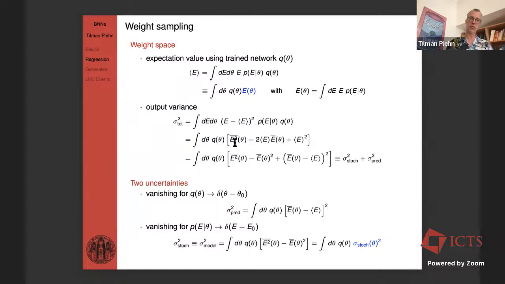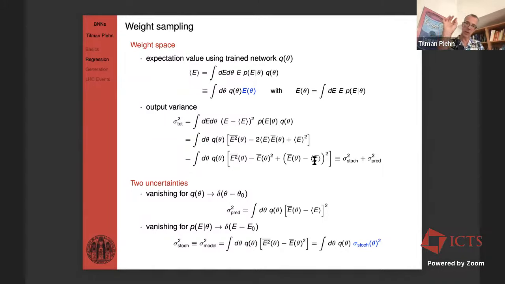And then you play one trick. You introduce a minus E bar squared, and at the end of the day, you add it back. In that case, you get two contributions to the variance. The first one is a sampled version of E squared bar minus E bar squared. We know that is a typical form of the variance. It tells you something about the E distribution, P of E. And the second term is E bar minus E expectation value, the whole thing squared.